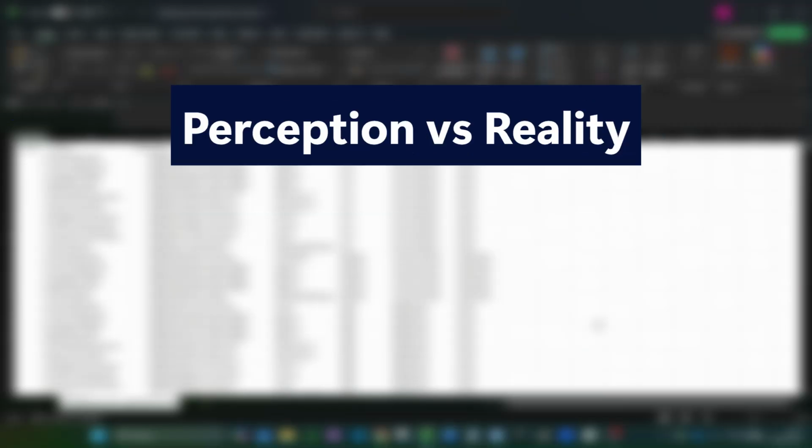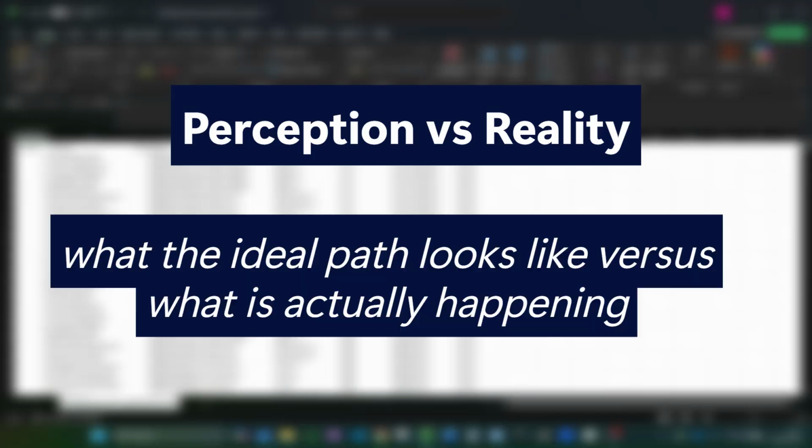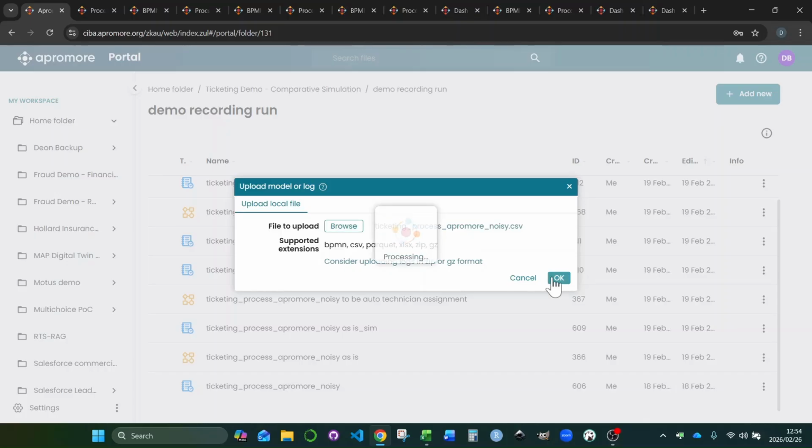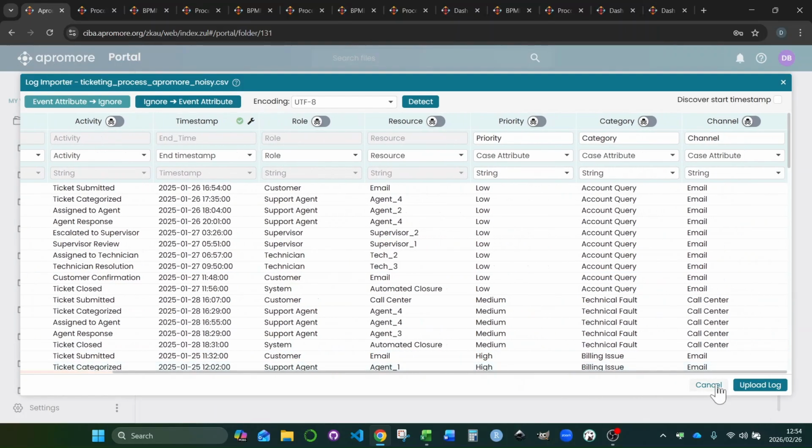The frame is perception versus reality: what the happy path or ideal process looks like on paper versus what the data says actually happens on the ground in the real world, including case variants, exceptions, delays, and rework like reopened tickets. To start, we load the event log in Apromore and discover the real process before modeling.